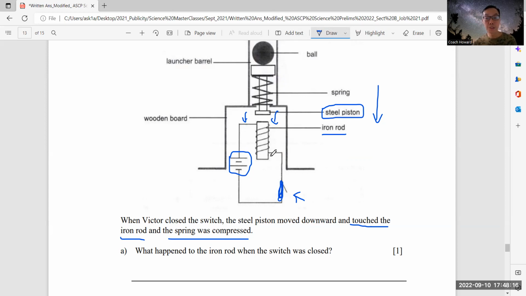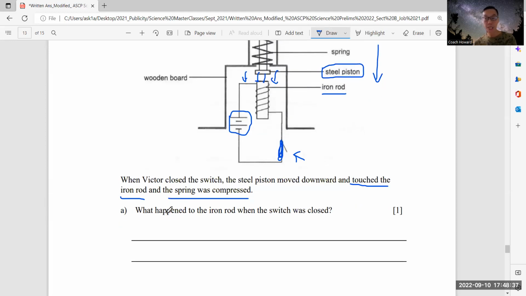So this steel piston will move downward and touch the iron rod. That means this part will totally kiss this part. It will touch, so there's no gap. It's important, because this will affect your subsequent answer later. So they ask you what happened to the iron rod when the switch was closed. So you must mention that, because they ask you to explain.